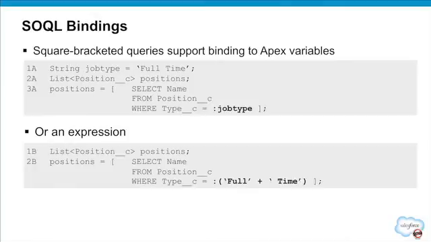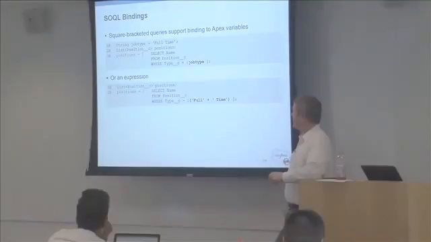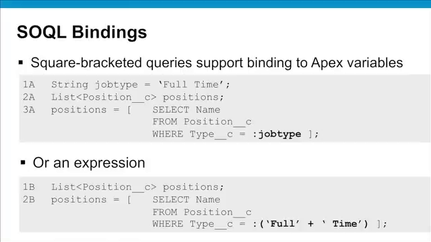Bindings. The colon indicates essentially an escape out to Apex to go look for either a variable or to execute some Apex as interpreted as an expression. So taking a look at this, here I have a string called jobType equal to full time. Here I have a list of positions, which I'm going to get back. So select name from position where type equals and then colon jobType. This is now going to insert full time, and I'm going to perform my query in order to find full-time positions.